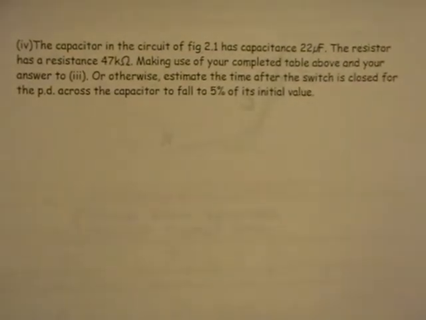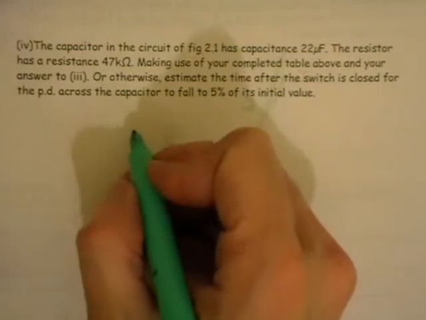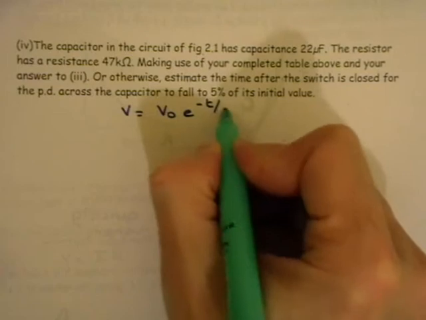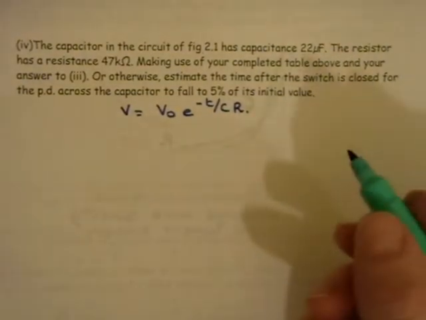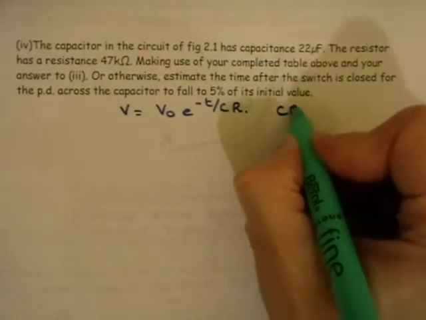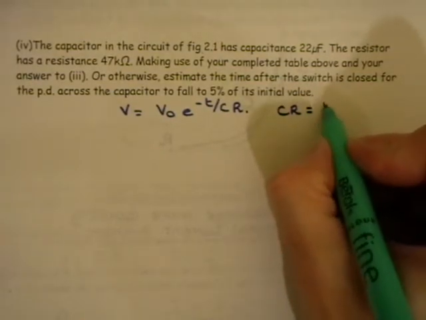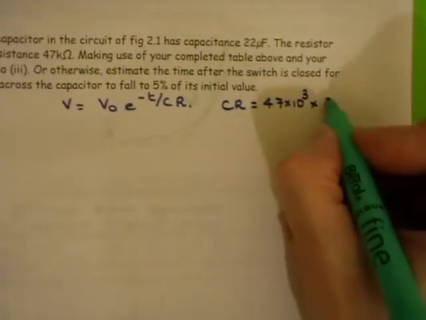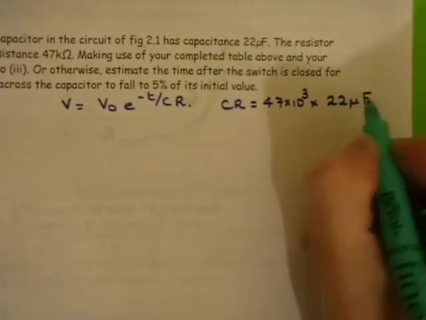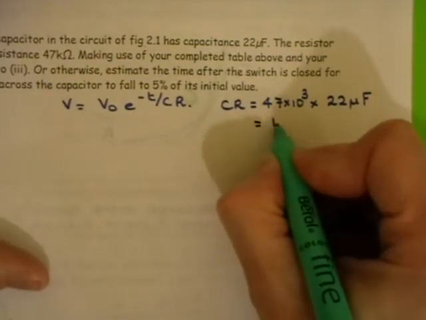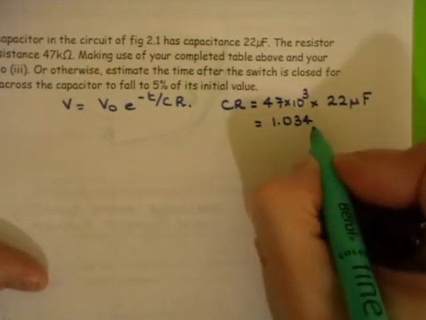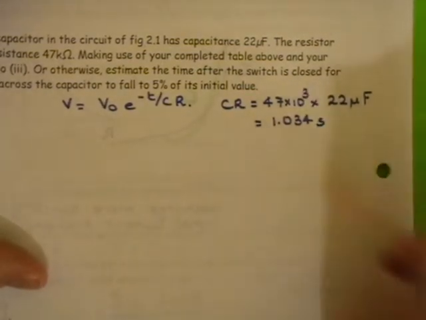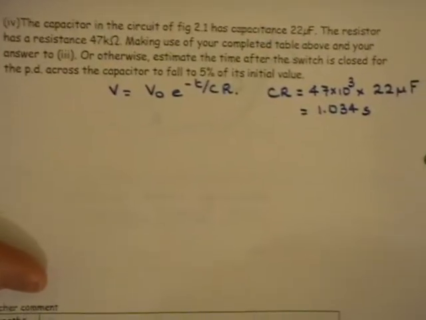So we're going to use our equation, and our equation is V is equal to V naught e to the minus t over C times R. We can calculate the value for C times R by multiplying our two numbers in the question. That's 47 by 10 to the 3, or 47 kiloohms, multiplied by 22 microfarads. And when you multiply those two out, you get an answer of 1.034, and that's seconds. So we're going to use that in our equation in a minute.